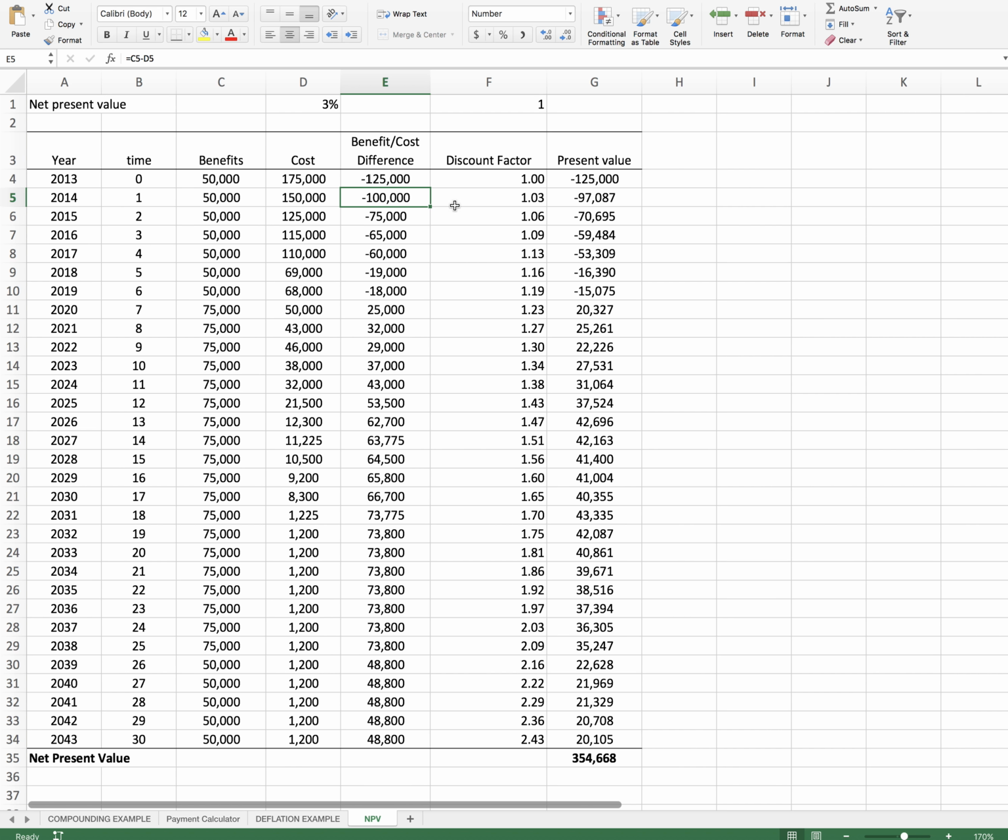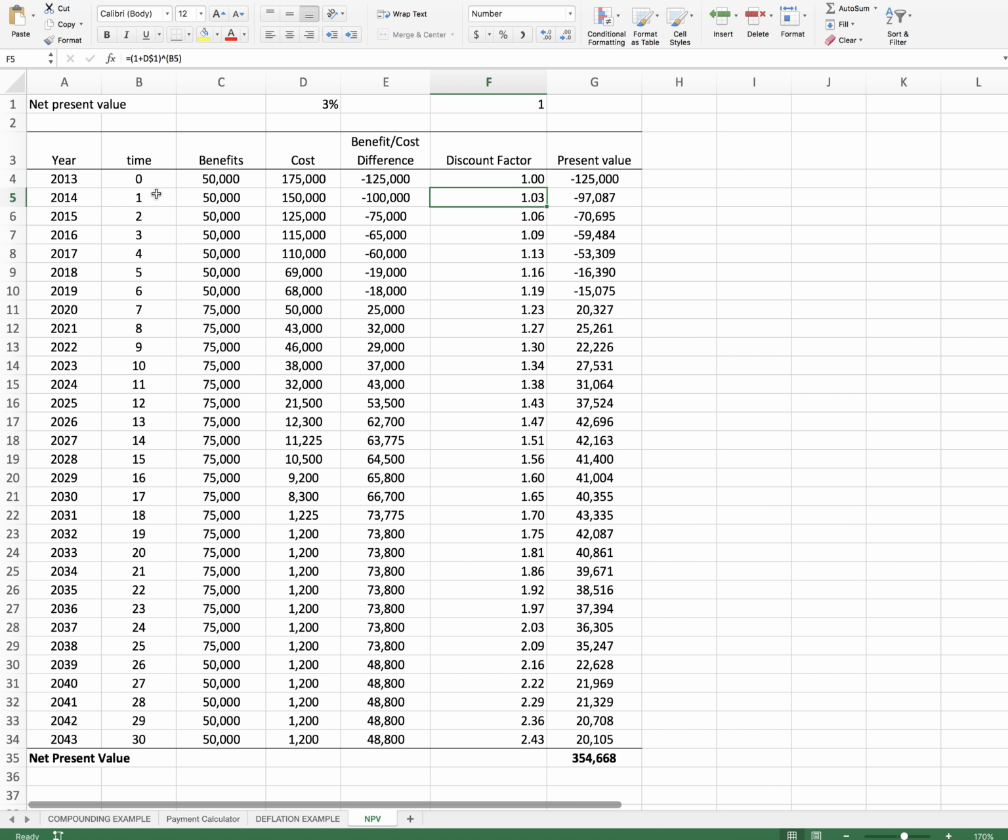Okay, and then I took my discount factor, which is based upon my 3% rate. Okay, and I divided my difference between my costs and my benefits by the discount factor to give me my net present value. Okay, and my net present value in this situation is negative 97,087. Now, you just basically do the same thing for however many years that you have. All right. Now you'll notice again in my formula, as in the deflation example that I showed you all, I'm going to take my formula to the power of whatever year I'm in.